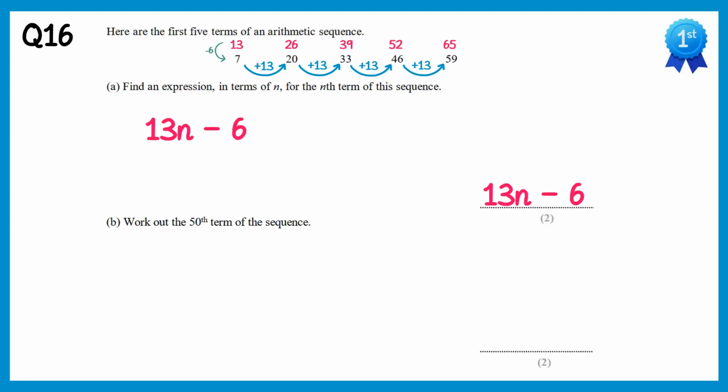To find the 50th term of the sequence, I'll use my nth term but change n for 50. So 13 lots of 50 take away 6. I'd use your calculator for this one and you'll get 644.